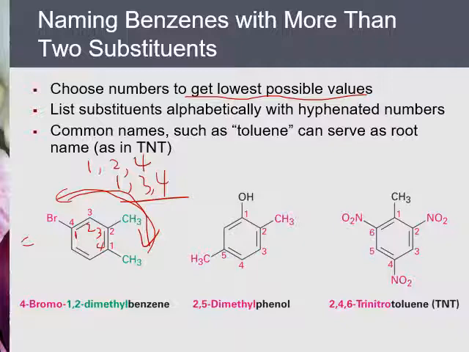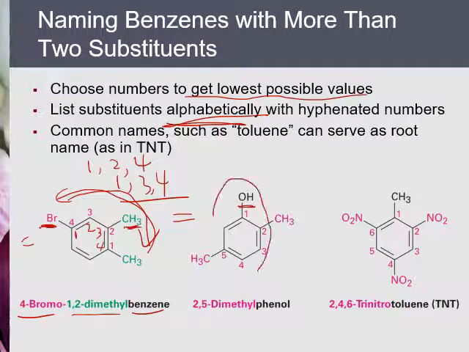After we choose the numbers, we list the substituents alphabetically with hyphenated numbers. So in this molecule, bromo, B, is in front of methyl, M, and therefore this is called 4-bromo-1,2-dimethylbenzene.